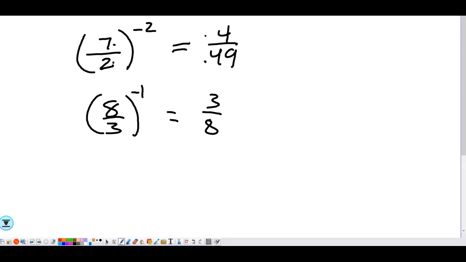Okay? Now, what if you have this, though? Like, let's say you have 5 to the negative 2. If you have a whole number, then what you do is you think of that as a fraction, and then you square it. What's 5 squared? And what's 1 squared? 25, 1. But we're going to flip it. So what's the answer? Okay? So with a whole number, just think of it as a fraction, square the top and bottom, and then flip it.